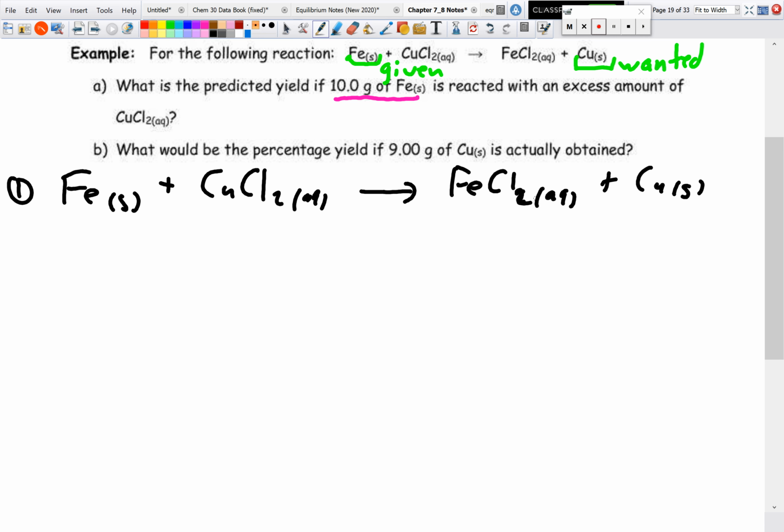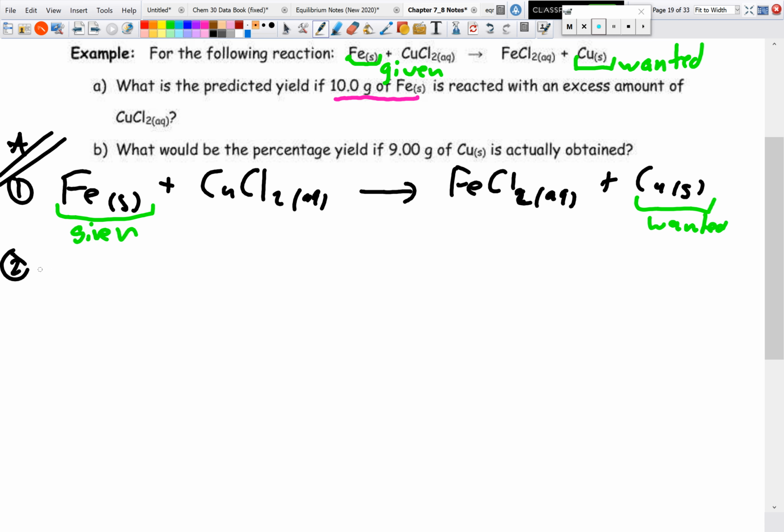And same thing, I'm just going to highlight my wanted and my given just so I have all that there. So when I do the mole ratio, I'm not going to be confused or anything like that. And wanted. Alright, so step 1 is done. Step 2. So this is all for part A.